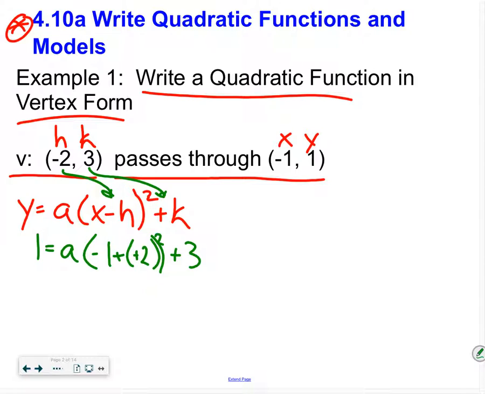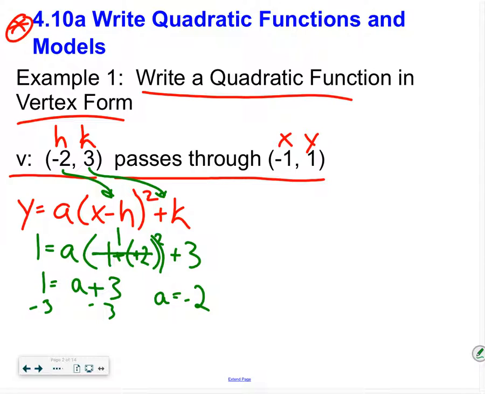Order of operations says look inside parentheses first. So the double negative turns to a positive. So -1 plus 2 is a 1. 1 squared is just a 1. Okay, so I'm going to rewrite my equation. 1 times a is just going to be an a. a plus 3. So I subtract 3 from both sides, and I get a equals -2.